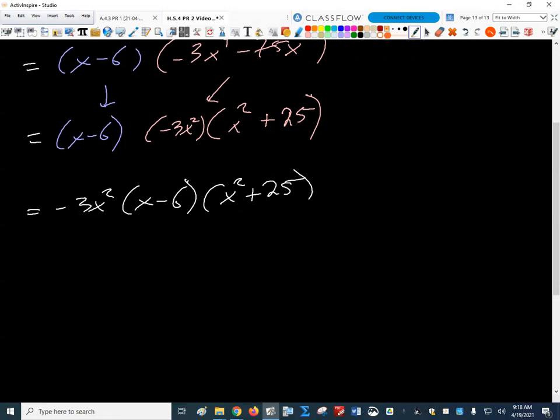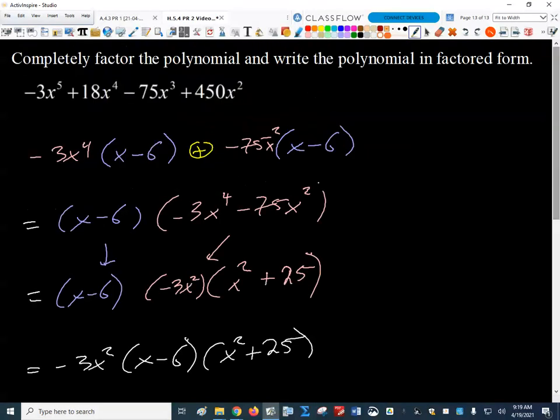What could we have done initially maybe to make this slightly easier? Yeah, we really should have at the beginning. Remember, we always want to try to factor out a GCF first. We should have probably factored that -3x squared out right from the beginning and made everything else a little bit smaller, right? Make sense? Okay, we good?